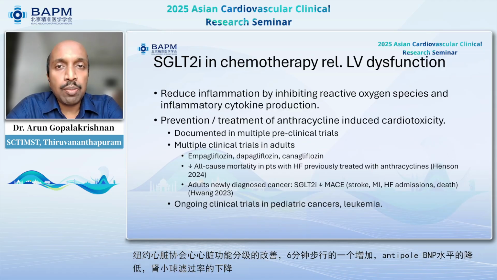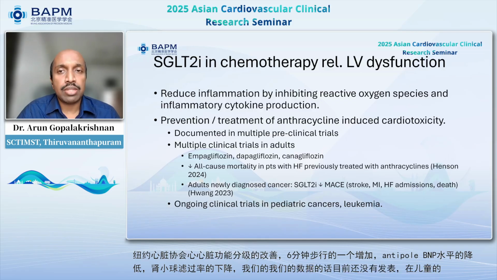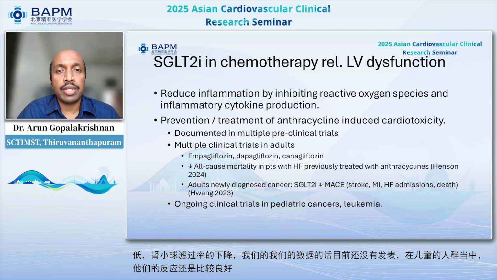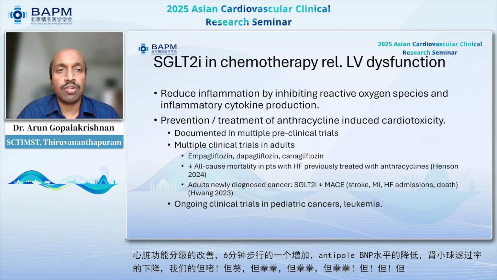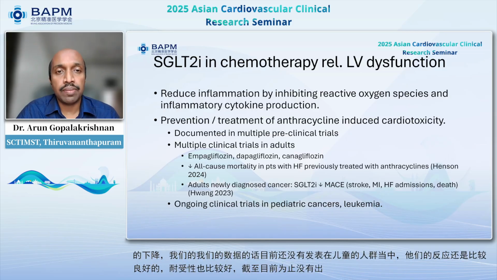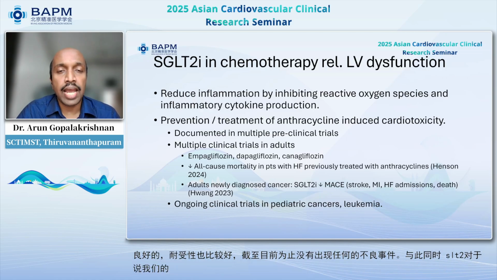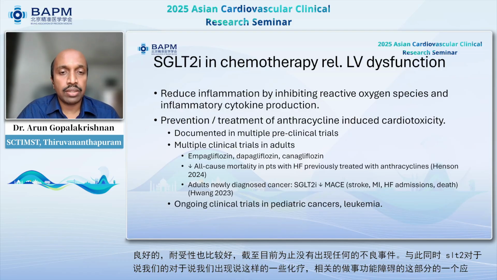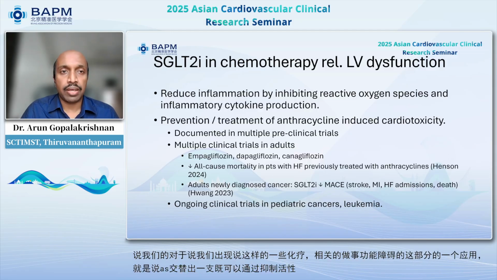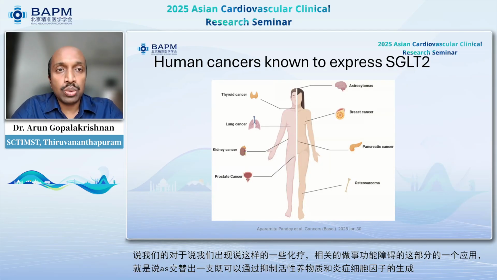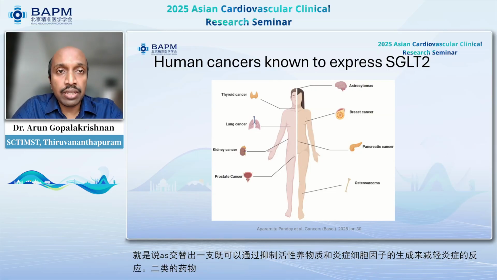SGLT2 inhibitors in chemotherapy-related LV dysfunction is another area where there is active research ongoing. Multiple mechanisms have been postulated. It reduces inflammation by inhibiting reactive oxygen species and inflammatory cytokine production. There is ongoing research regarding its application for prevention and treatment of anthracycline-induced cardiotoxicity. There are multiple clinical trials in adults involving empagliflozin, dapagliflozin, and canagliflozin, and there are ongoing trials in pediatric cancers and leukemia. So SGLT2 has been known to be expressed in several human cancers.